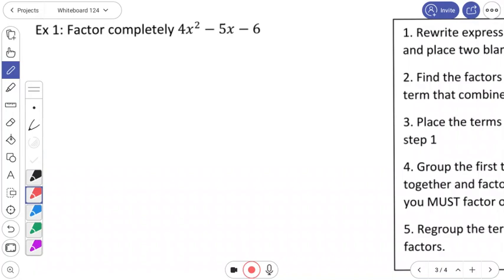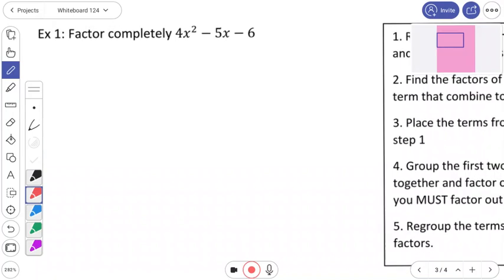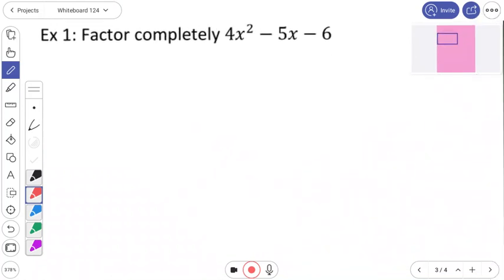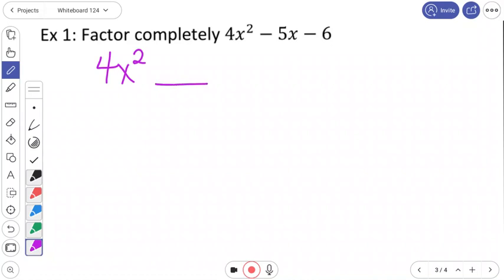Okay, fine. The next step, and over on the side of your note sheet, I have these little steps over here on the side if you want to take a screenshot of that. If you don't have a hard copy of your note sheet, you can look at that. But this is what we want to do. Our first step is going to be to rewrite this quadratic expression, but we're only going to be using our a term and our c term. So we're going to say 4x squared, and instead of writing our minus 5x, we're going to break that apart into two separate values. We don't quite know what those values are going to be yet. And then we have our c term of minus 6, okay?